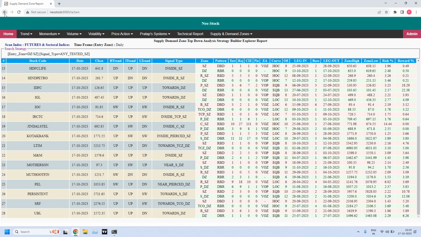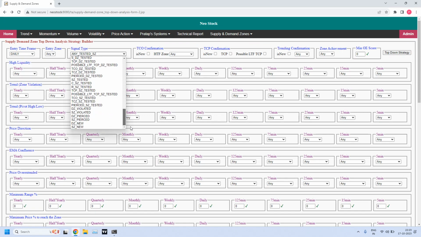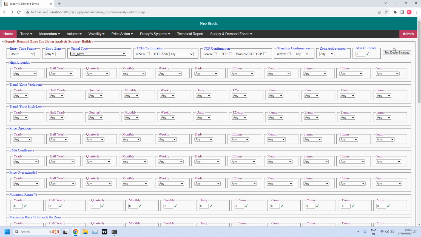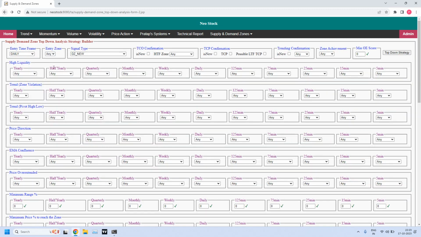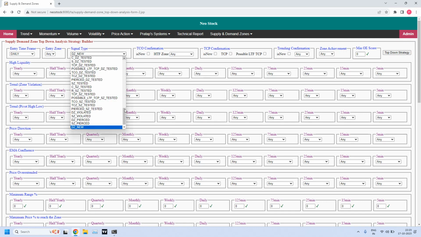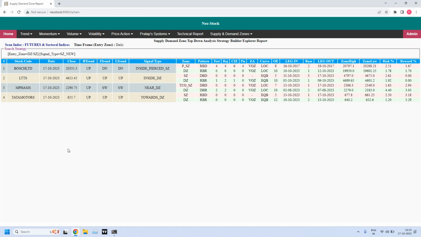So let's go back. Let's find the newly created zones. Entry time frame is daily. Let us find newly created demand zones. So these 9 stocks have newly created demand zones. Let's go back. For entry time frame daily, let us find newly created supply zones. So these 4 stocks have newly created supply zones.